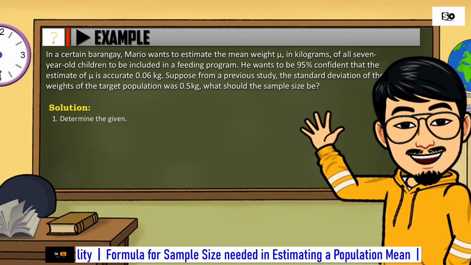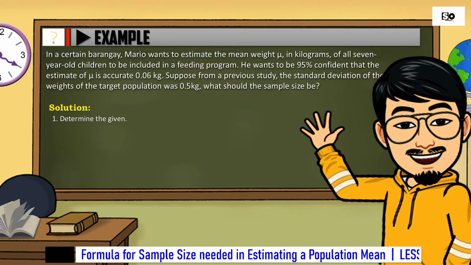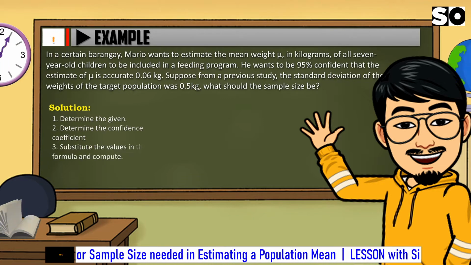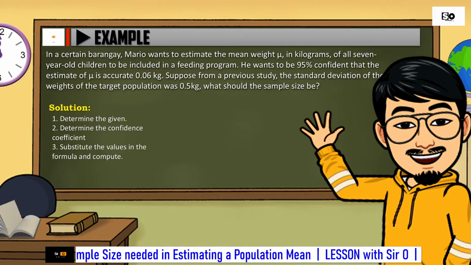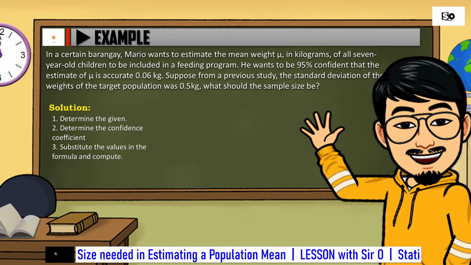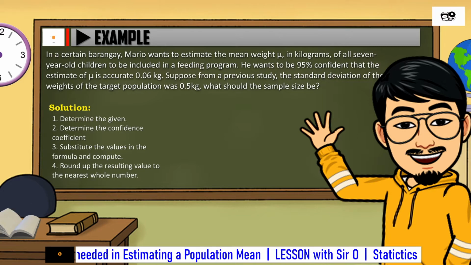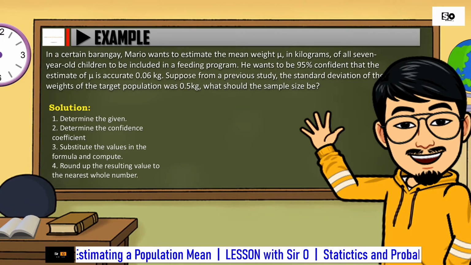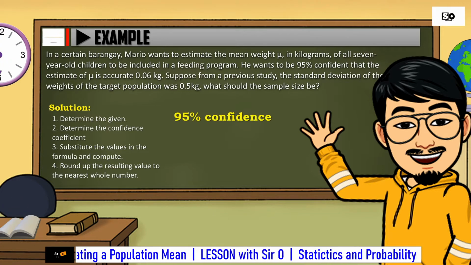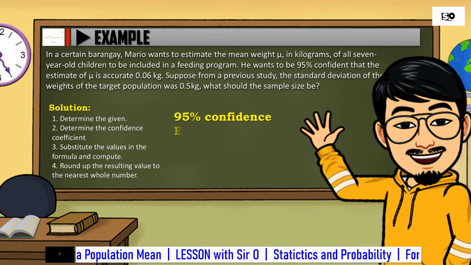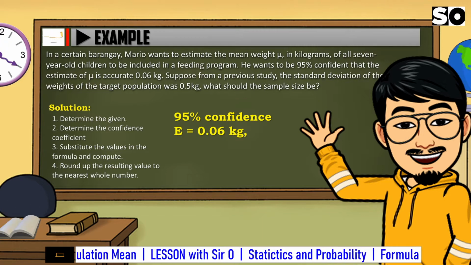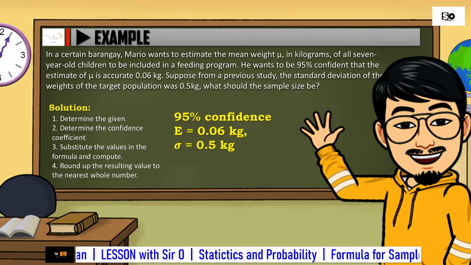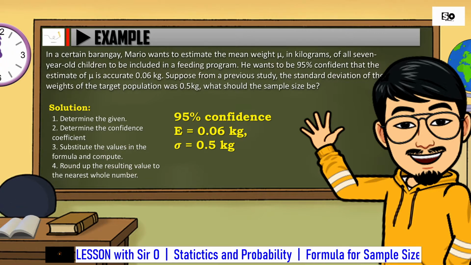Solution. Step 1. Determine the given. Step 2. Determine the confidence coefficient. Step 3. Substitute the values in the formula and compute. And last is to round up the resulting value to the nearest whole number. Let us determine the given. In this example, we have 95% confidence. Margin of error is equal to 0.06 kg. And the standard deviation is equal to 0.5 kg.